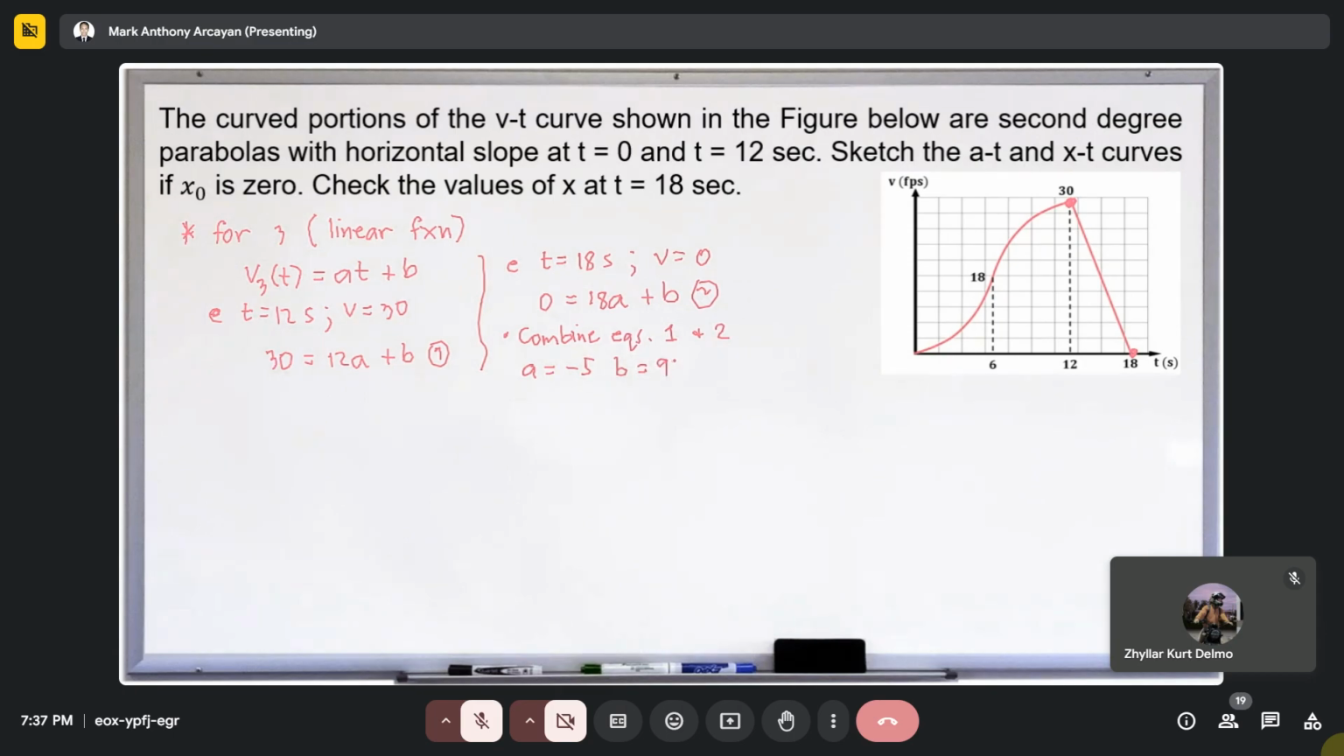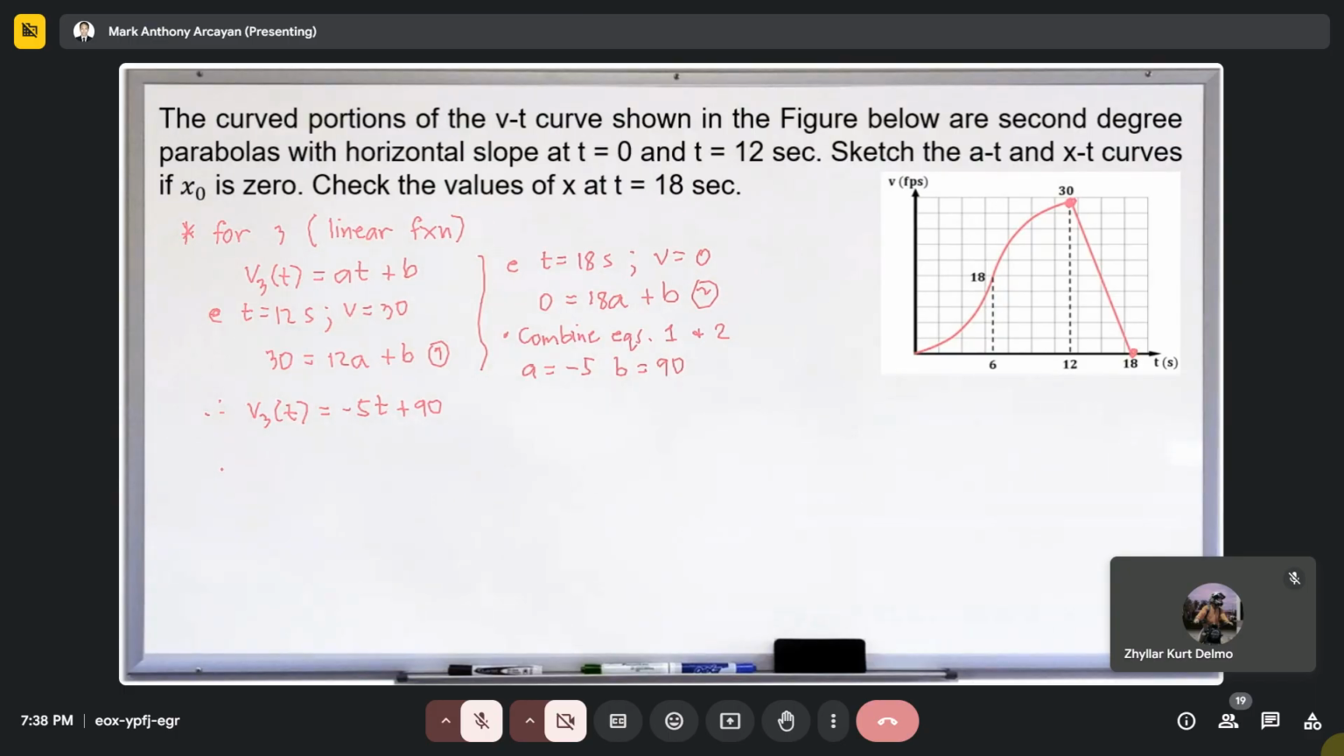5, and 90. Therefore, the third velocity function is equal to negative 5t plus 90. The negative sign here, class, indicates the nature of the slope of this line, which is negative because it slopes from top left to bottom right.